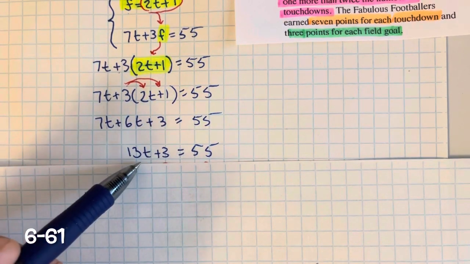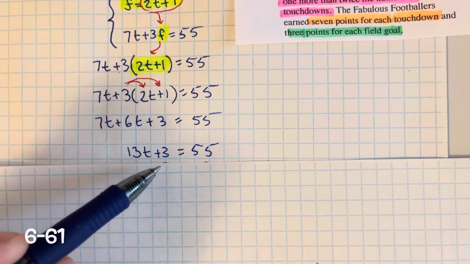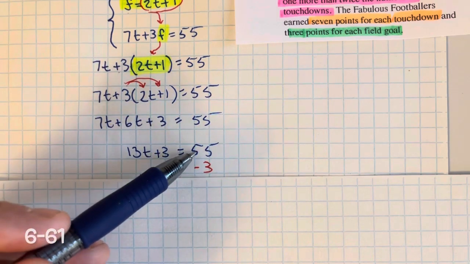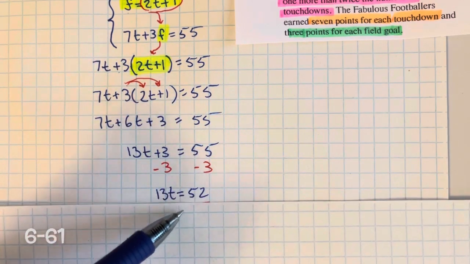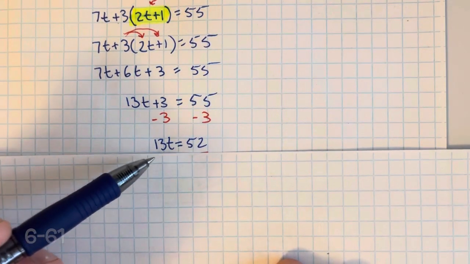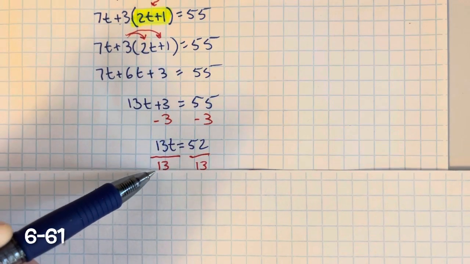We still want to get t by itself. So the inverse property of addition is subtraction. So we're going to subtract 3 from both sides. 55 minus 3 equals 52. Still don't have t by itself. So now the inverse property of multiplication is division. We're going to divide both sides by 13.